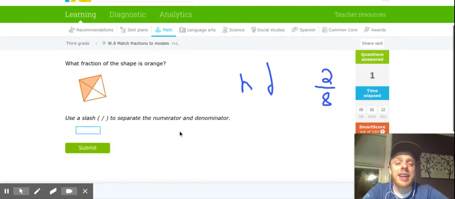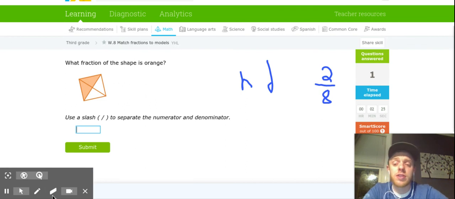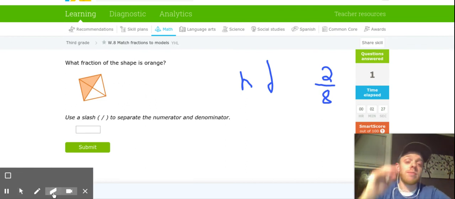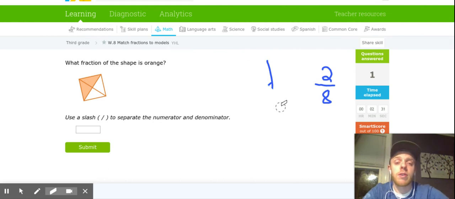Notice how it's not asking me to do anything as far as simplification goes. Whatever you get, the top stays the top, the bottom stays the bottom, unless the directions tell you otherwise. So just something to be mindful of as you go through these questions.